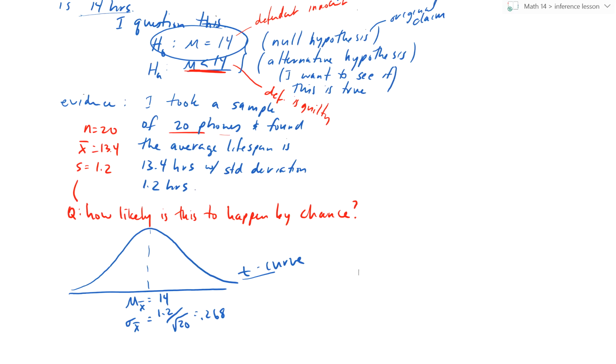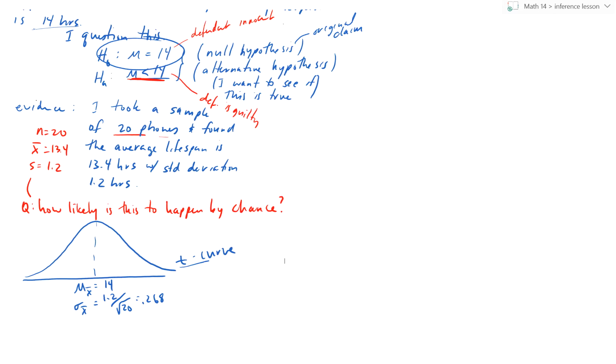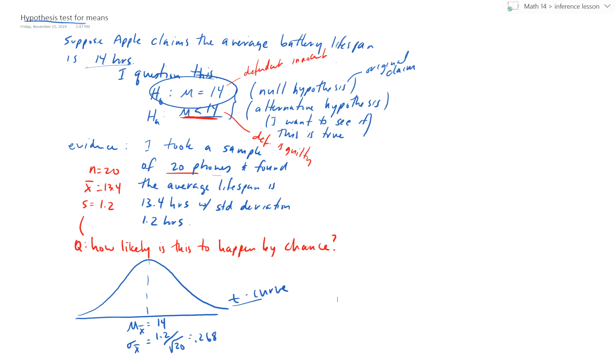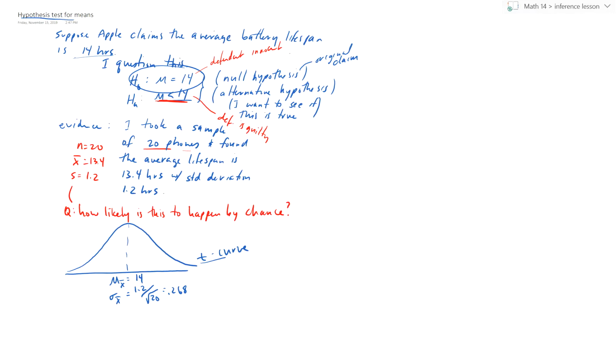Let's make this a bit smaller so I can leave it all on the screen. The question now is, my sample is 13.4, which is over here somewhere. How likely is it that I got 13.4? Well, that's this area over here, so I'm going to find that area. Before I can find that area, I have to make sure that this is a normal curve, because if this isn't normal, then I can't calculate areas. So, is this normal?